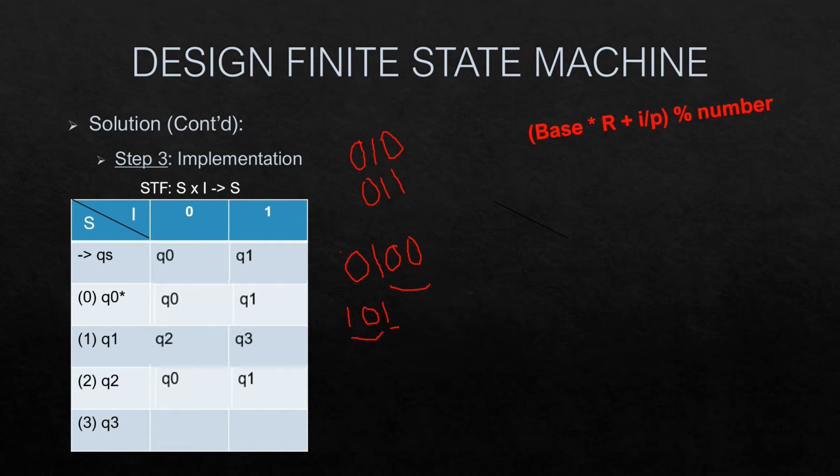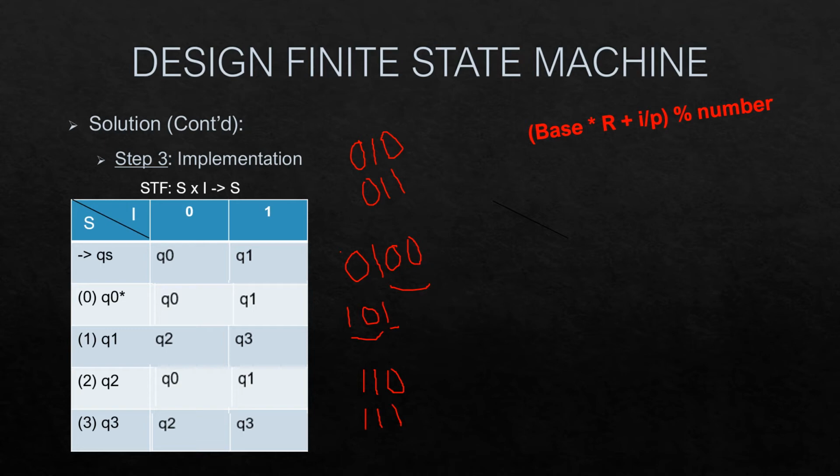Now when I reach Q3 state, my previous division had given me remainder 3, that is 11. So when I get the next input as 0, it will give me remainder 2. And when I divide 111, that is 7, by 4, I will get remainder 3. So I will transit to Q3 state.